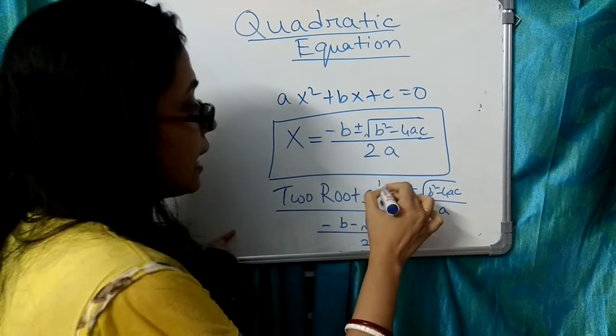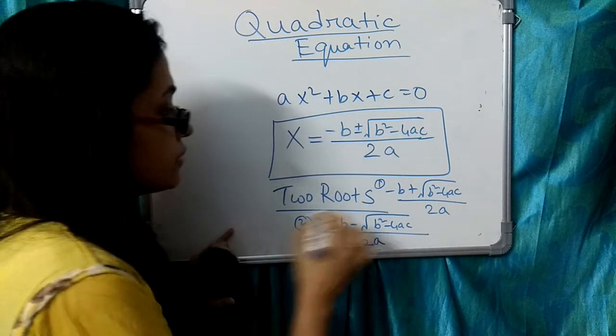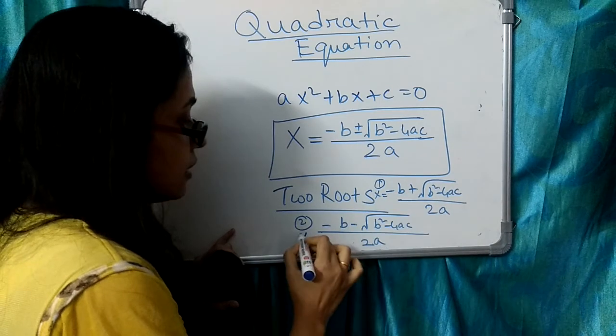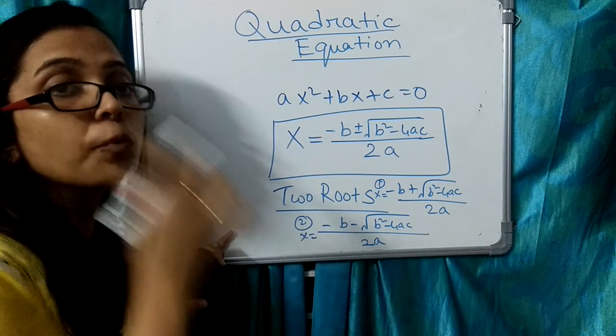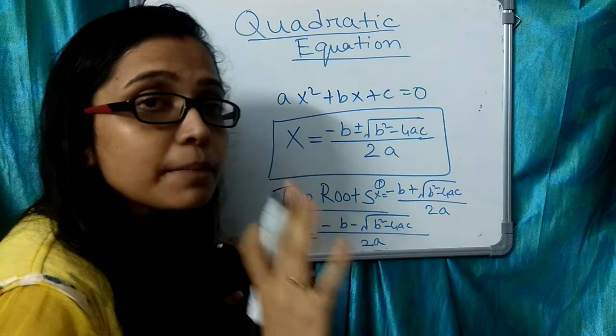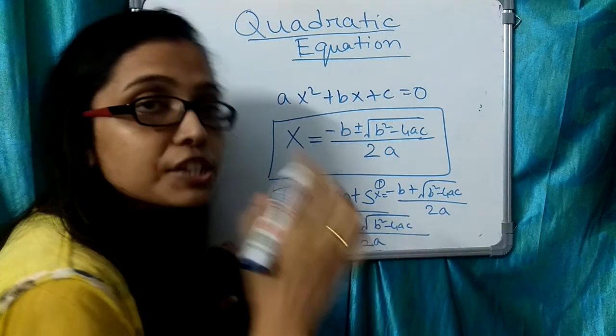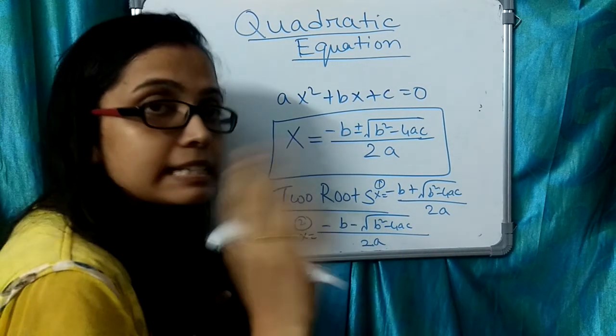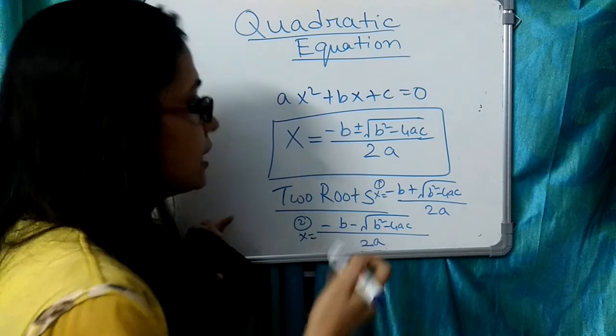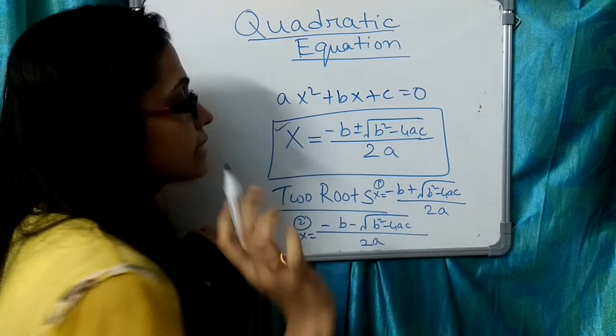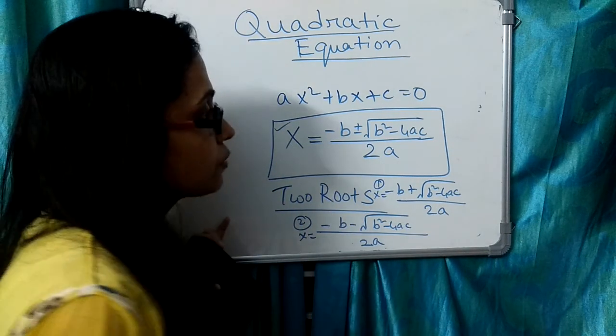So these are the two roots of the quadratic equation. Why two roots? The maximum number of roots of a quadratic equation is 2. Why? Because the highest degree is 2. That's the reason.